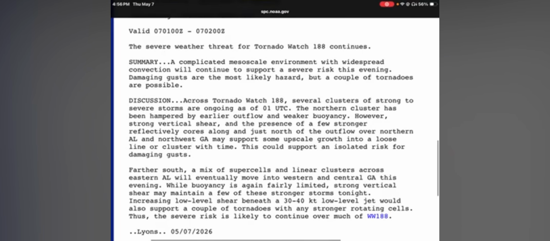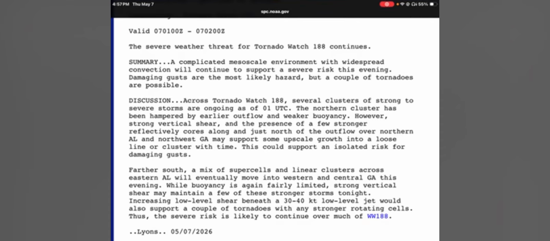Summary: a complicated mesoscale environment with widespread convection will continue to support a severe risk this evening. Damaging wind gusts are the most likely hazard, but a couple of tornadoes are possible. Discussion: across Tornado Watch number 188, several clusters of strong to severe storms are ongoing as of 1Z. The northern cluster has been hampered by earlier outflow and weaker buoyancy. However, strong vertical shear and the presence of a few stronger reflectivity cores along and just north of the outflow over northern Alabama and northwest Georgia may support some upscale growth into a loose line or cluster with time. This could support an isolated risk for damaging wind gusts.